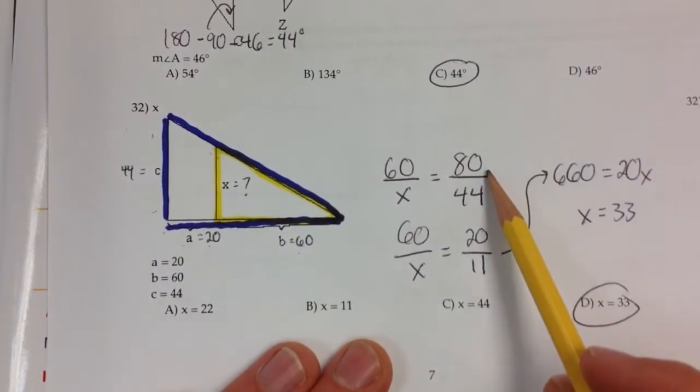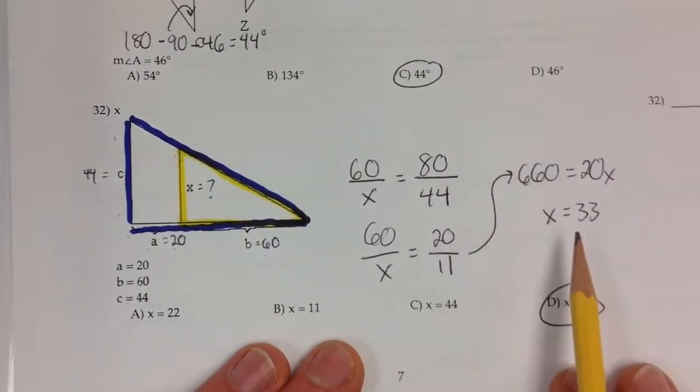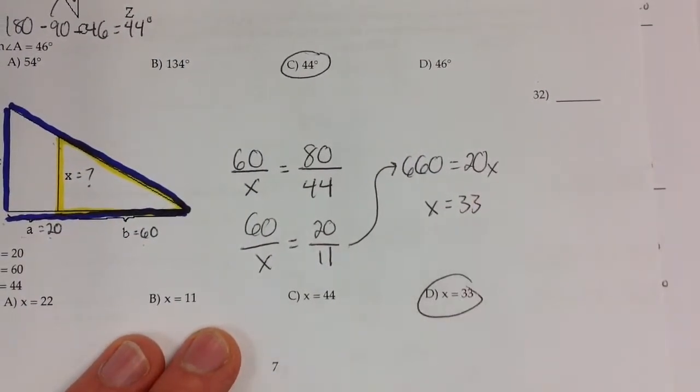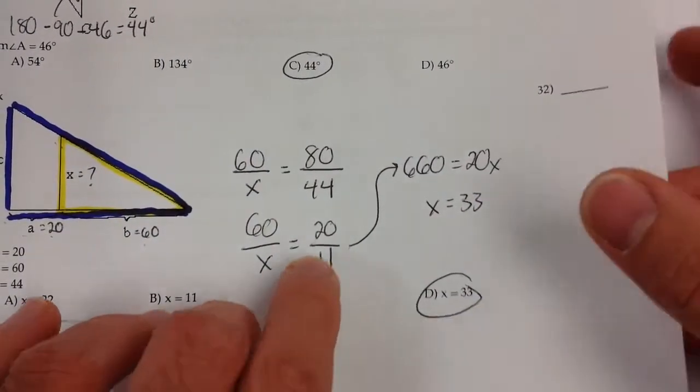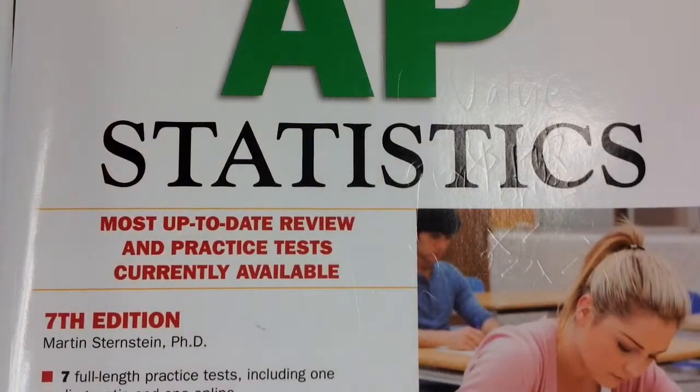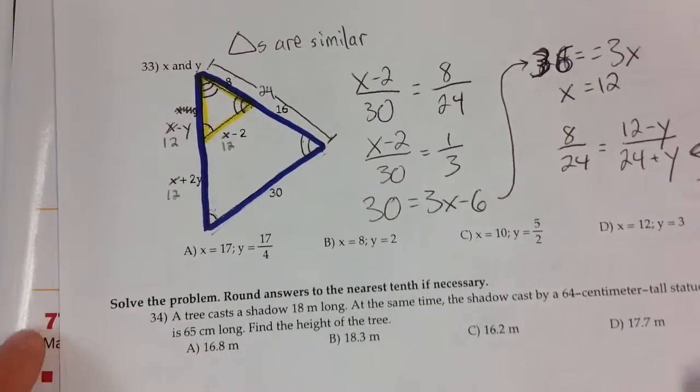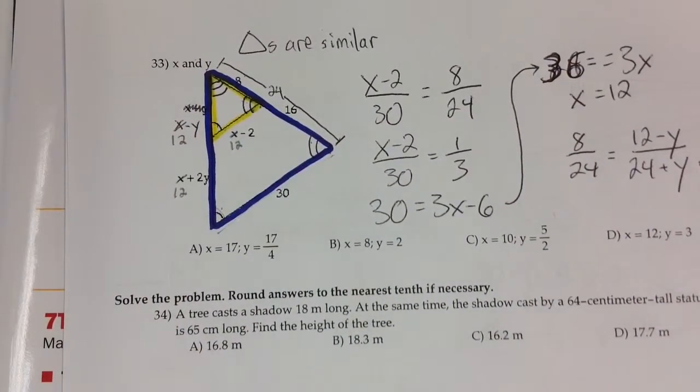We reduced this fraction, 80 44ths, to 20 11ths. We cross-multiplied and we solved. So that's just a recap of that one. And then for 33, what we did was we set up a proportion.